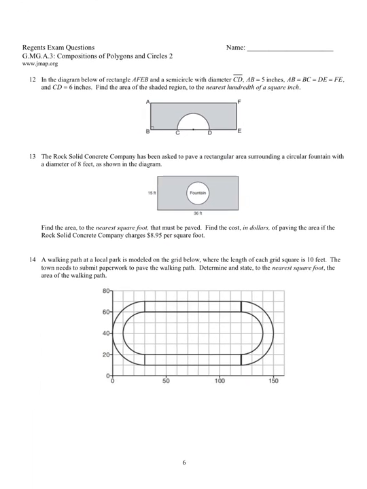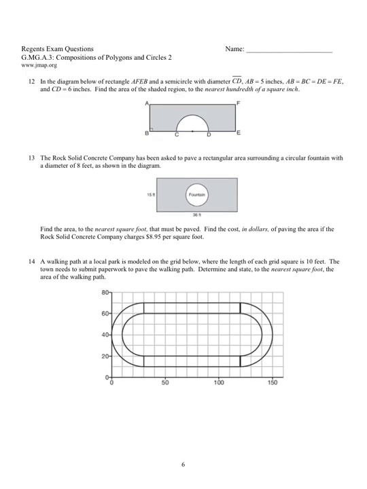Number 13. Okay, in this question, they want the area. First, you have to get the area of what you want to pave. And then they're adding an extra component here. They're saying find the cost in dollars of paving the area if the Rock Solid Concrete Company charges $8.95 per square foot. So since the price is in square feet, we have to get square feet. That's important to read the question.